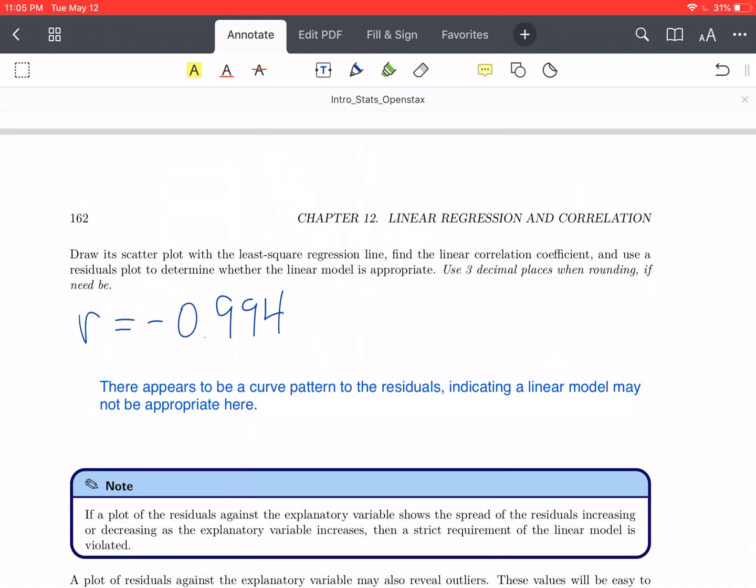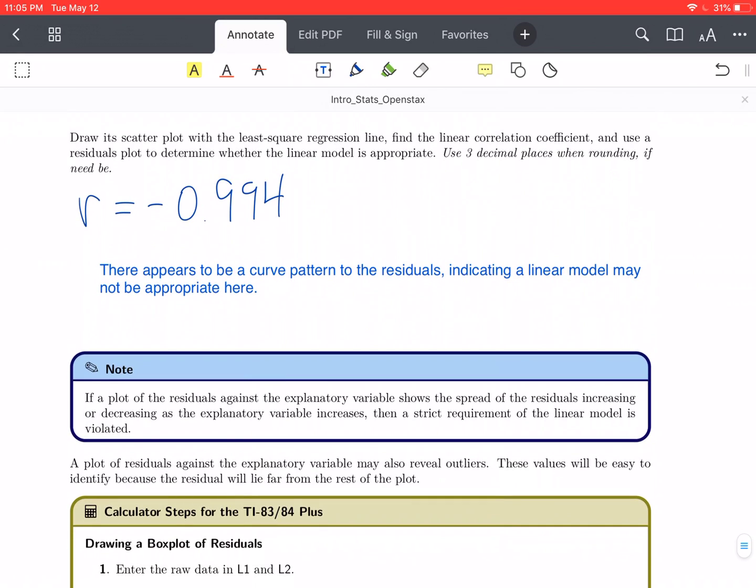All right. So, and then they offer up another note here. If we're looking at the residuals against the explanatory variable, if that shows the residuals either strictly increasing or strictly decreasing, so only going up or only going down, as the explanatory variable increases, then a strict requirement of the linear model is violated. So if we have that they're either all going up or all going down, then that's a problem. That means that's definitely not the model we should be using in that case.